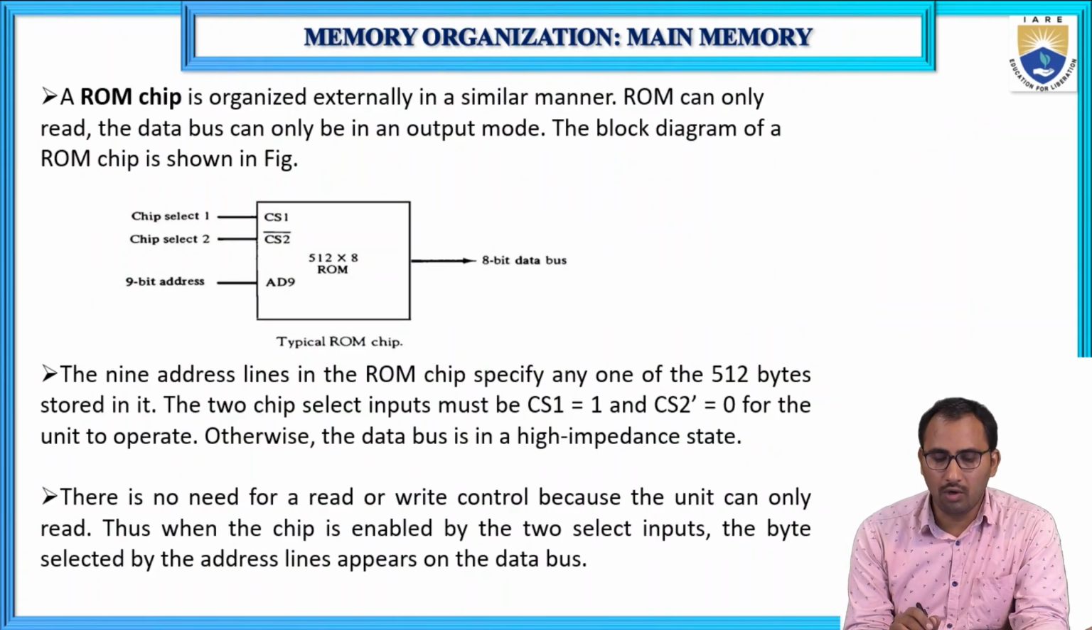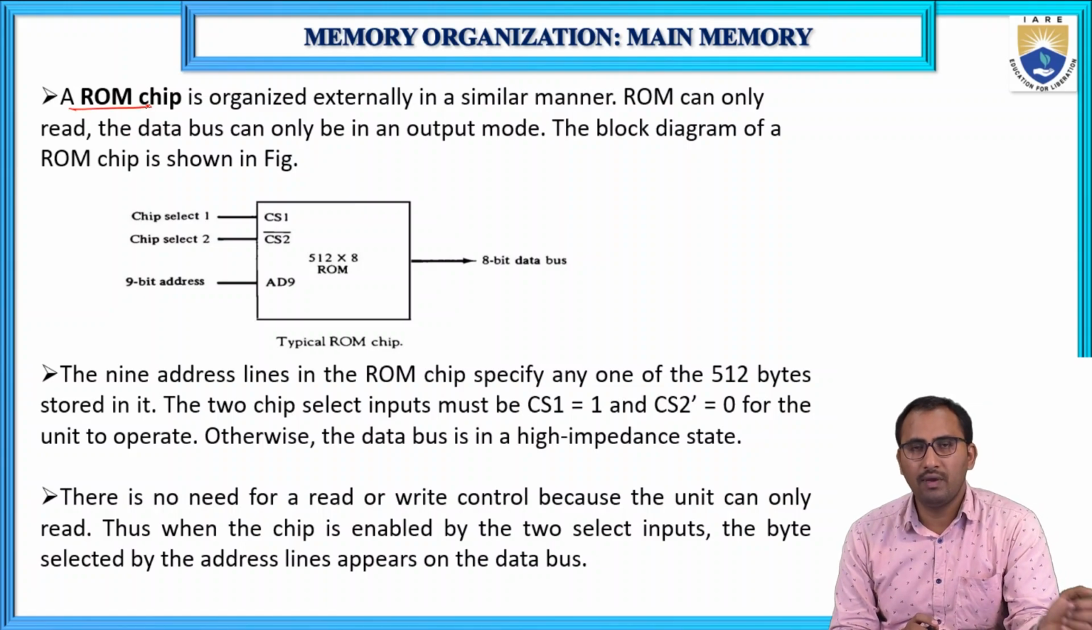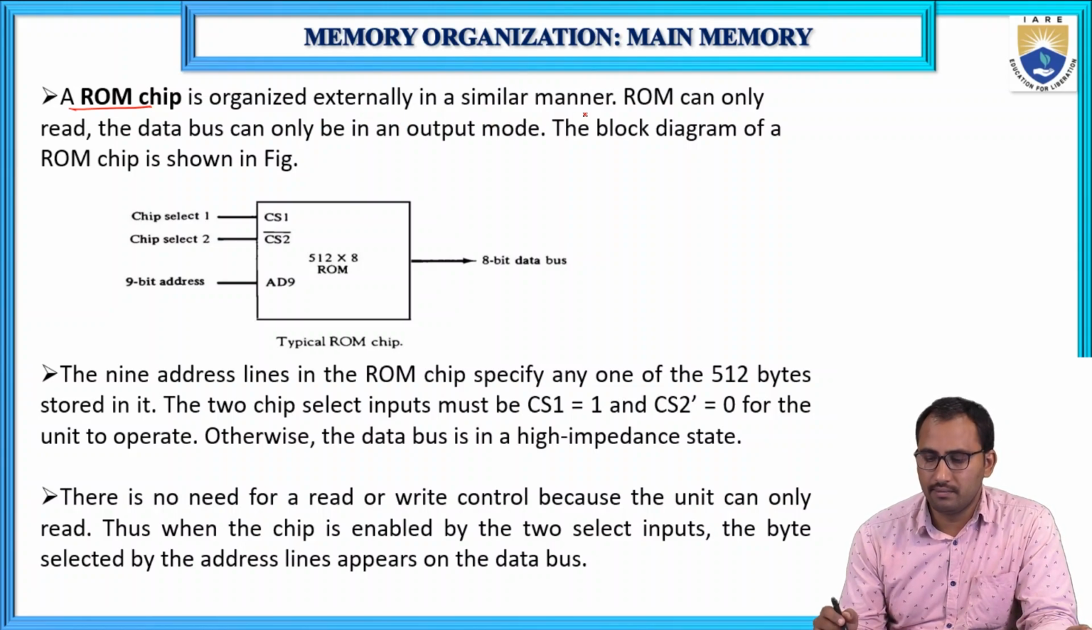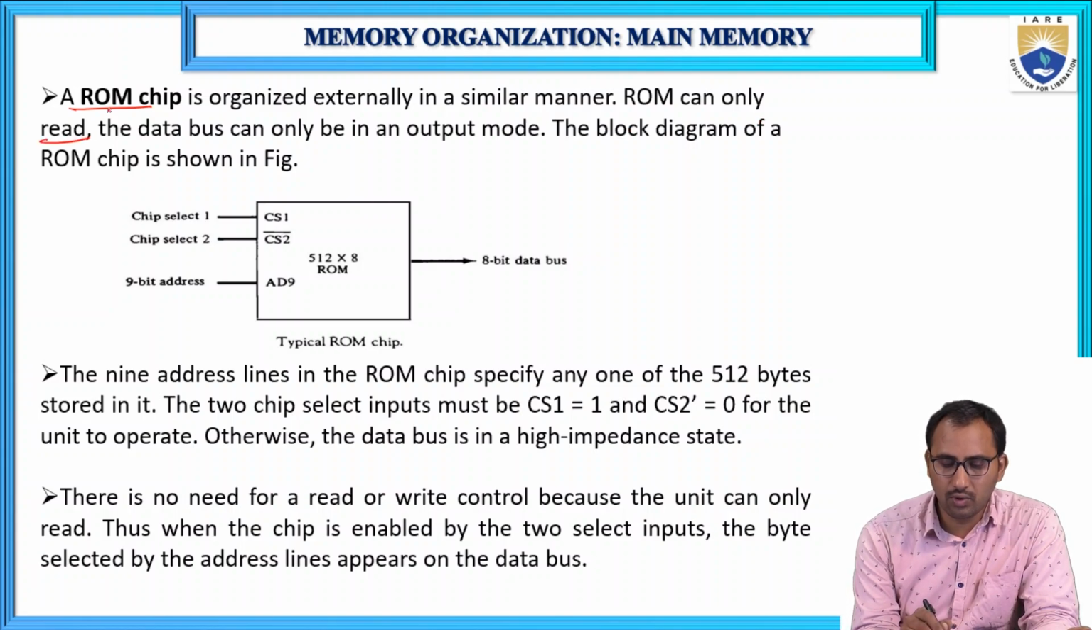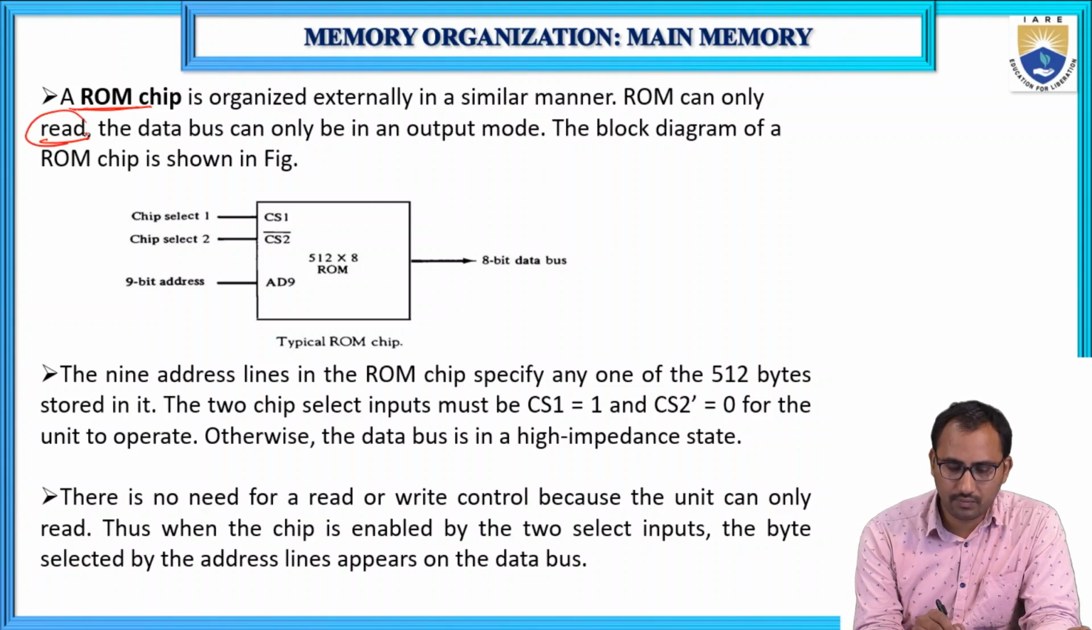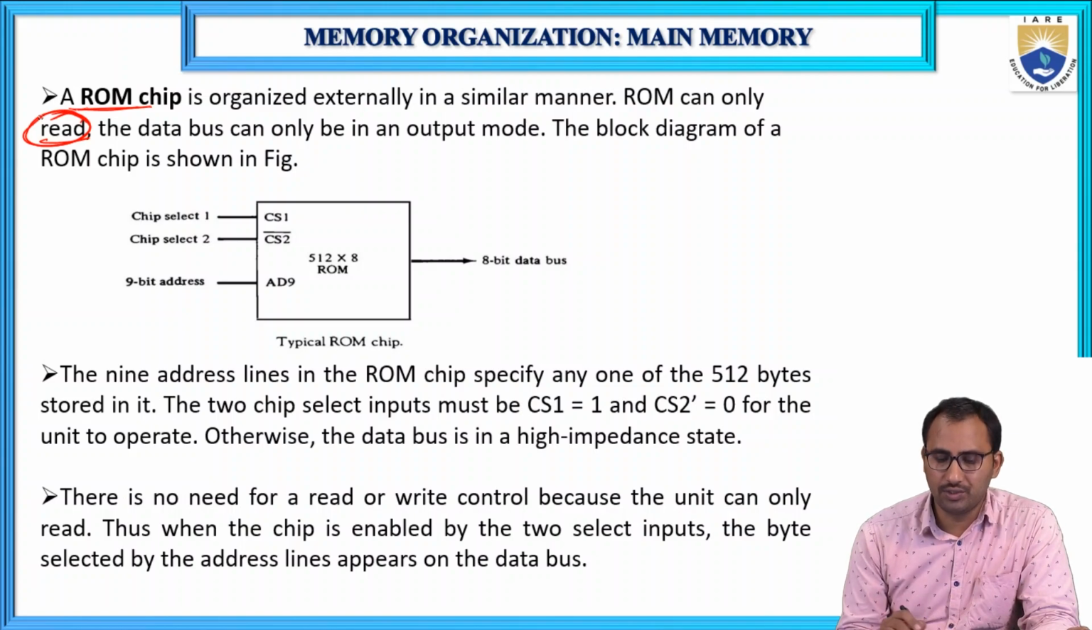Okay, coming to the ROM chip. Till now we have seen the RAM chip and the different inputs for the RAM chip. The ROM chip is organized in a similar manner. ROM can only read, so read only. As the name suggests, read only memory, which means we can perform only a read operation with this ROM chip. The data bus can only be in an output mode, so reading, output mode.